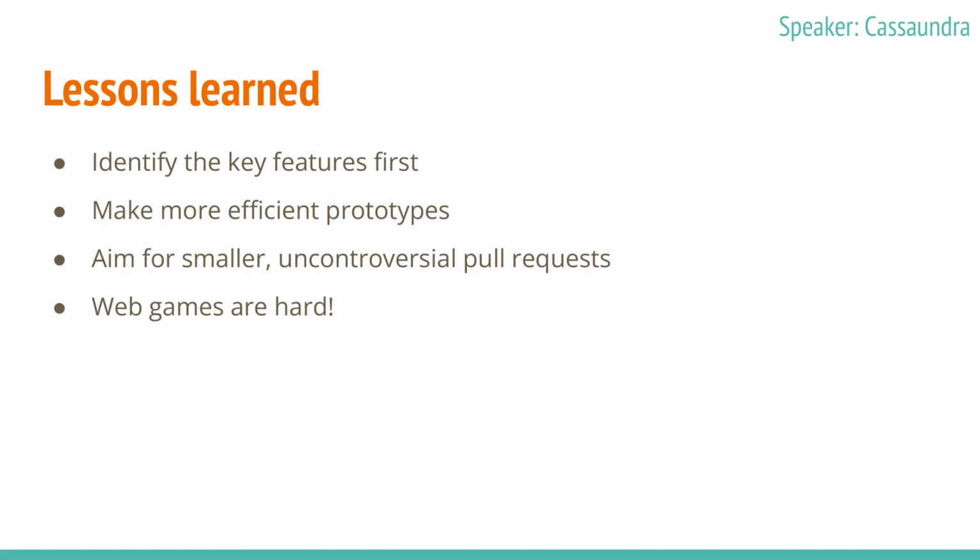We also found that aiming for smaller, uncontroversial changes made our development move a lot quicker, since other team members didn't have to wait so long to receive changes. This was especially important in the last couple sprints of our project. Finally, web games are hard. Our project is heavy both on text and graphics, which means that we couldn't fully commit to a particular web paradigm. In retrospect, it might have been best to use something like a game engine instead.